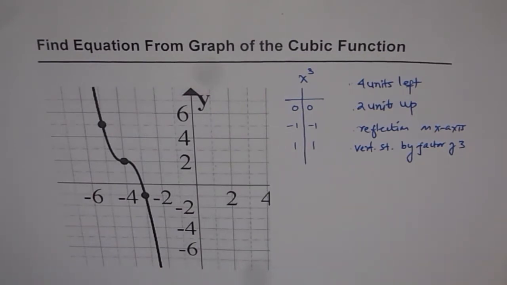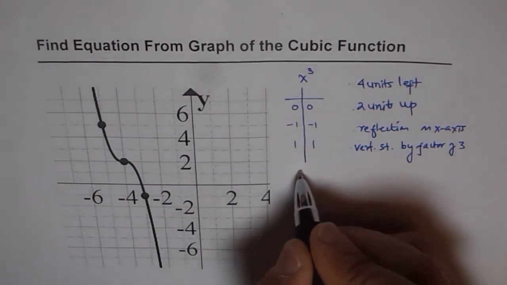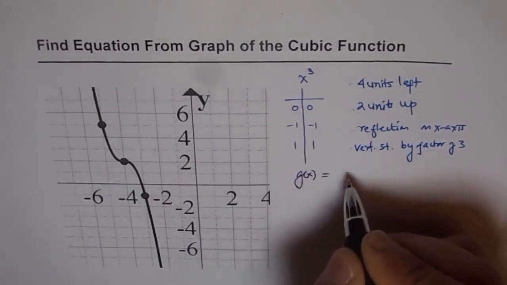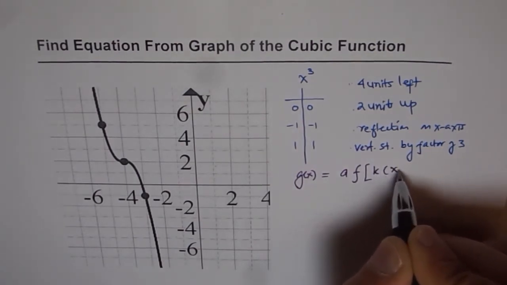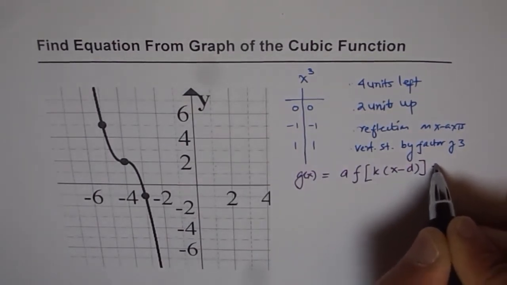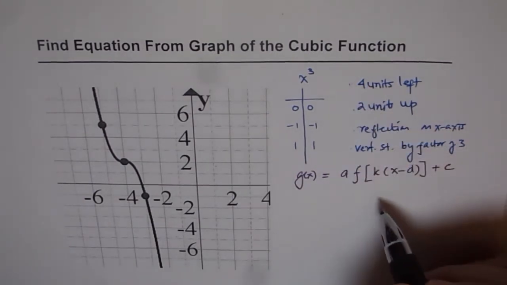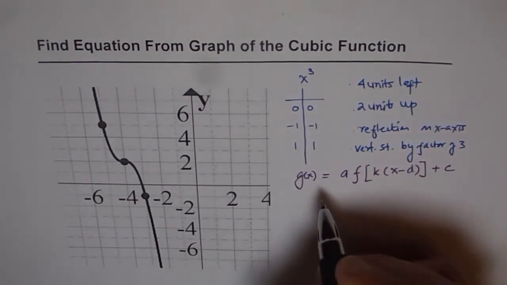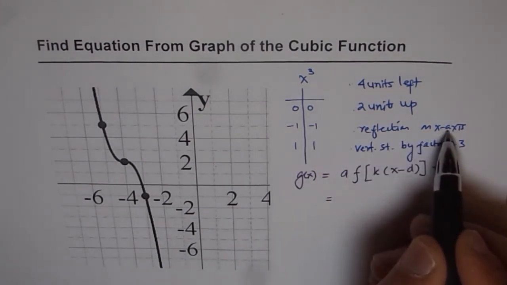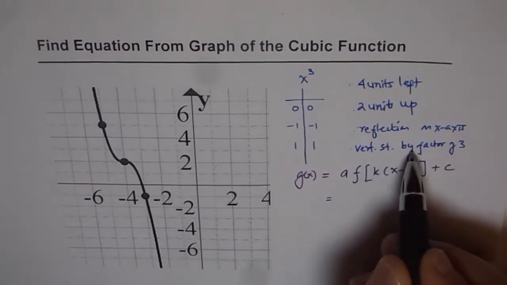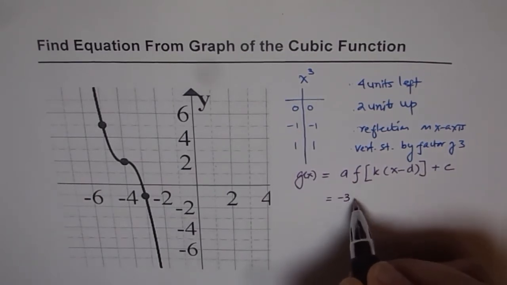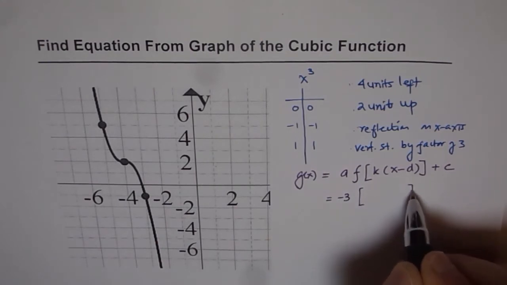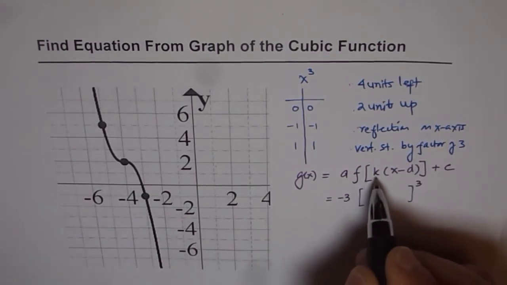Now, for a transform function, we can always write our equation of the transform function as g of x equals a times, whatever the function is, k times x minus t, plus c. Now in this transformed function we know that there is a reflection on x-axis, so a is negative, vertical stretch by a factor of 3, that means a is negative 3, right? And the function given to us is cubic function, so we'll write here cube. Now there is no horizontal stretch or compression, so k is 1.